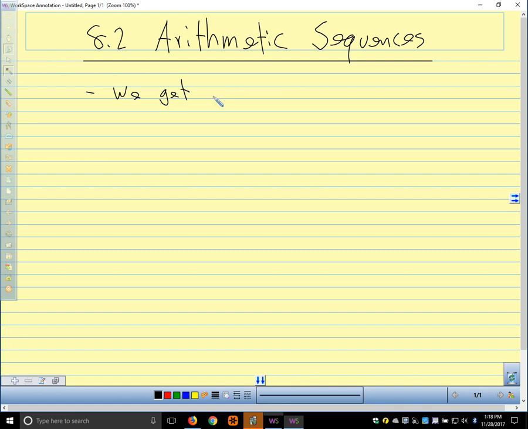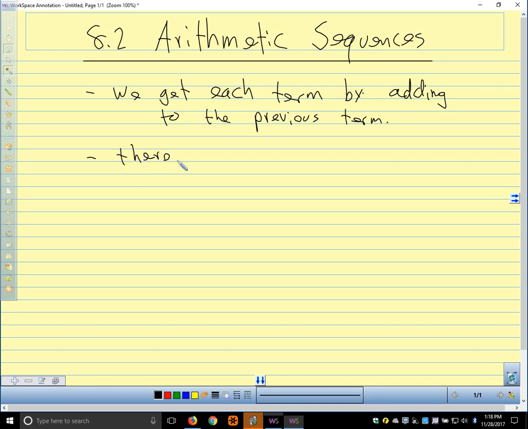We get each term by adding to the previous term. So that's why we call it arithmetic, because we're adding. The way we write that, and the more common, everyday way we think about it, is we add to a previous term. There is a common difference between each term, between each pair of terms. So I'll say between terms.